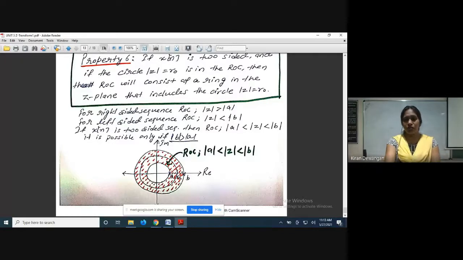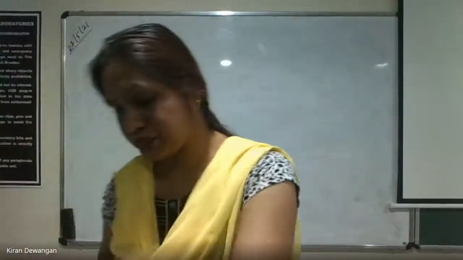So that was property 6, and we are done with the properties of the ROC. So we have studied the properties of the ROC. Now we'll go into the properties of the Z transform. Okay, now we'll start with the properties of the Z transform.